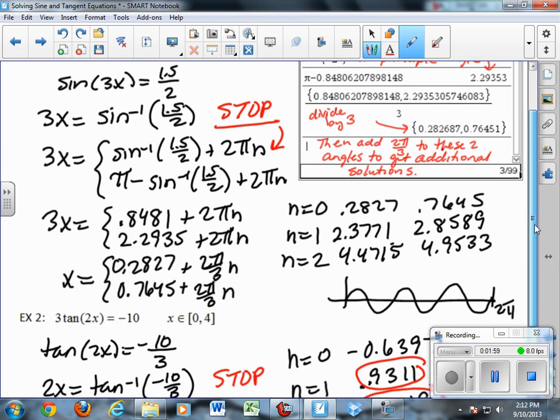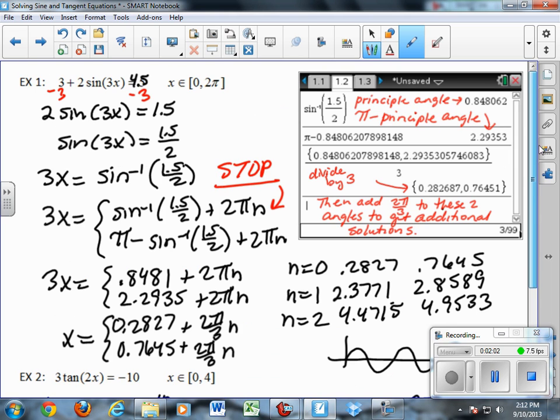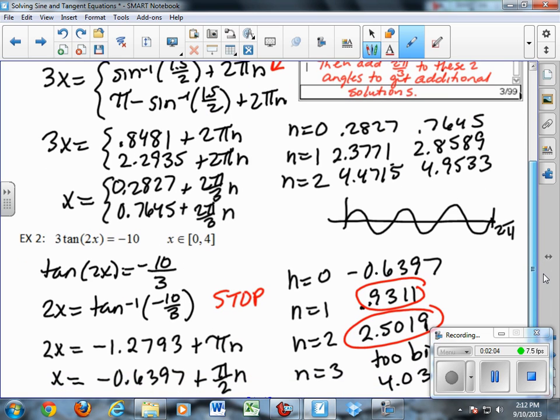Now I want to find all the solutions between 0 and 2 pi. So that means I don't need any negative solutions. 2 pi over 3 is about, 2 times pi is a little over 6, and divided by 3, so this number is a little bit bigger than 2. So if I subtract a number that's a little bit bigger than 2 from either of these numbers, I would get a negative number. So I don't need to subtract 2 pi over 3. However, if you're not sure about that, you can always try.